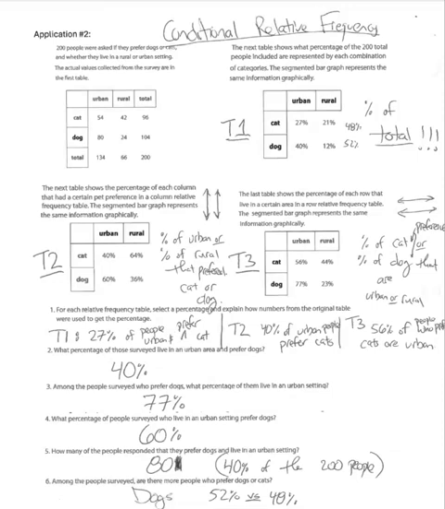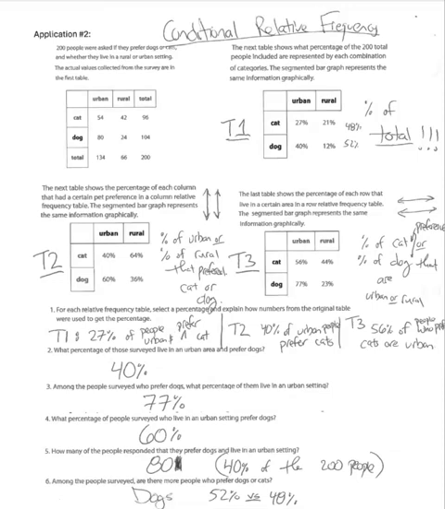Now, table number 3 is saying out of the people who liked cats, what percentage lived in the urban and which percent lived in the rural. So the total is the total number of people who liked cats or who liked dogs. So you're dividing by a different number here. So you have these 3. Now, question number 1 says, for each relative frequency table, select a percentage and explain what numbers from the original table were used to get this.